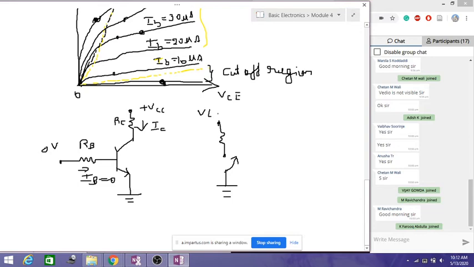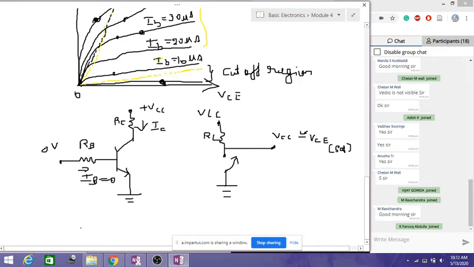So this is our VCC here, and this is the RC resistor. There is no current flowing from collector to emitter. It is open circuit. So in such a case, what happens here? You will get the voltage here which is equal to VCC, approximately equal to VCE saturation. This voltage we call VCE, which is equal to VCC when the input current is 0.